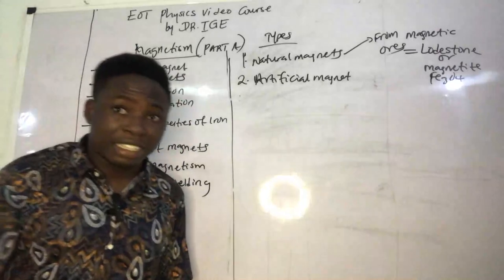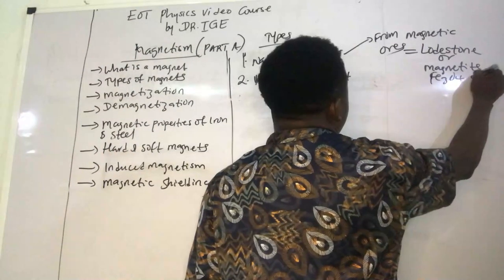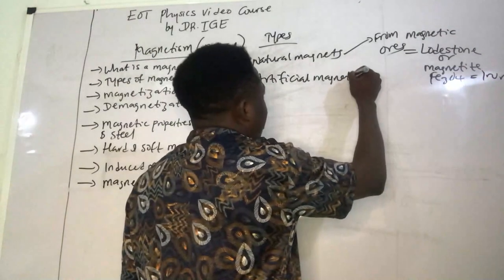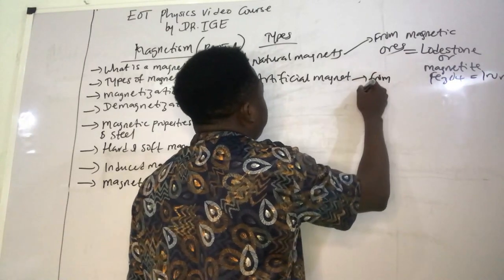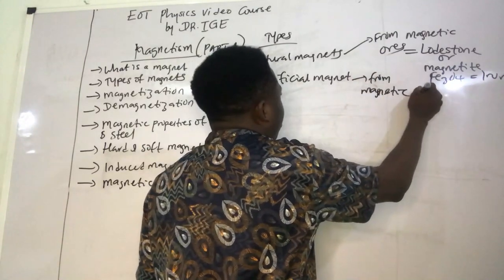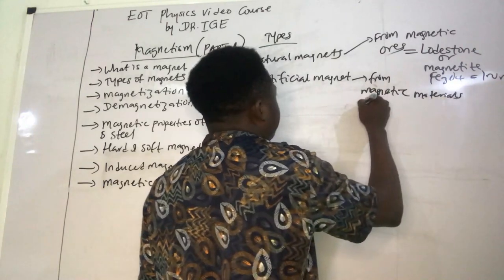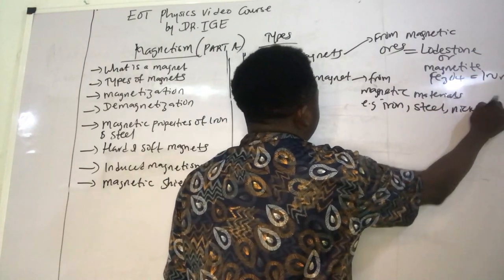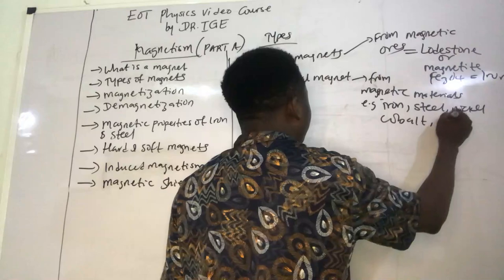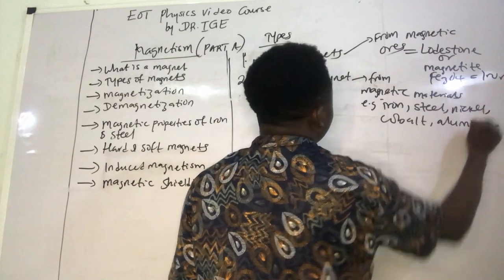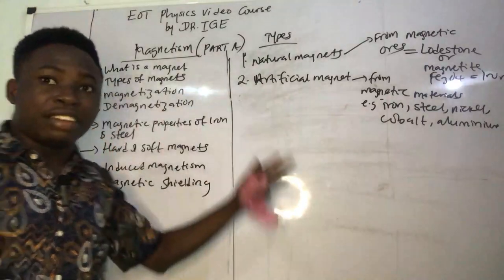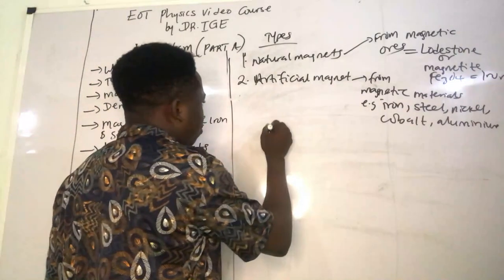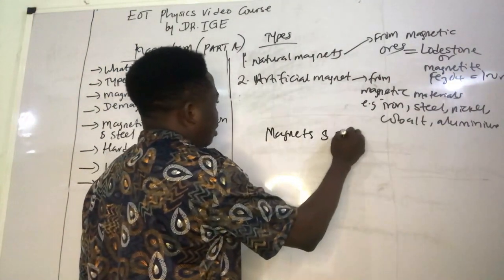So magnets that are made from natural ores, or magnetic ores rather, are called natural magnets. Do you get? And this is a magnetic ore of what? Iron. Do you understand? Then artificial magnets are magnets that are made from magnetic materials. Examples of magnetic materials include iron, steel, nickel, cobalt, even sometimes aluminium. So magnets that are made from magnetic materials are called artificial magnets. So that means there are differences between magnets and magnetic materials.